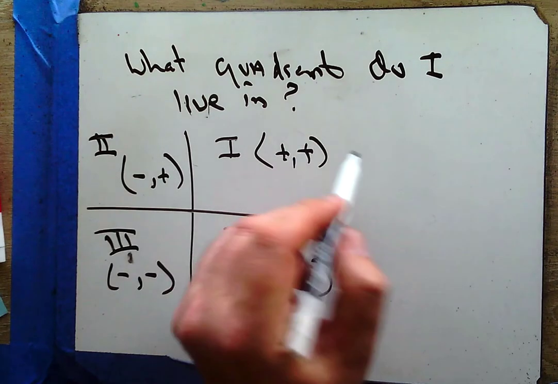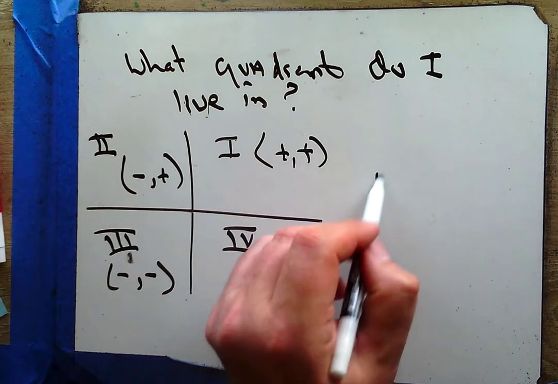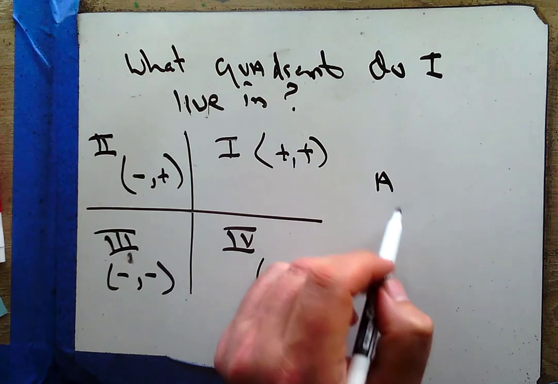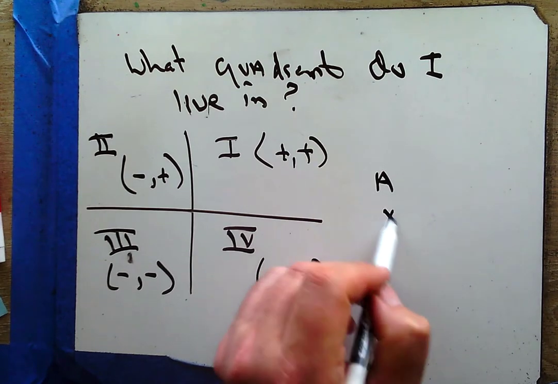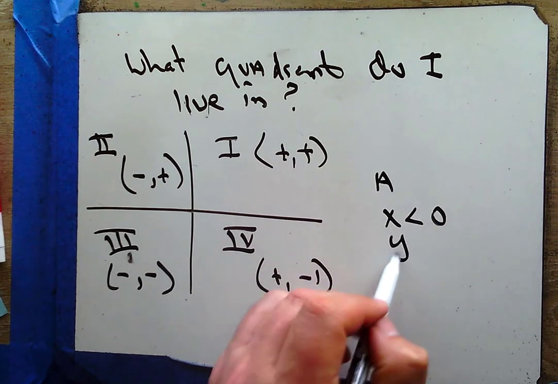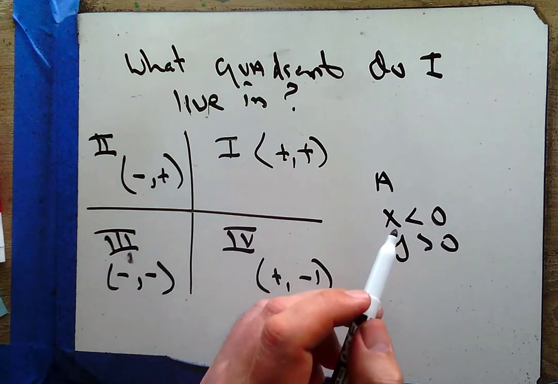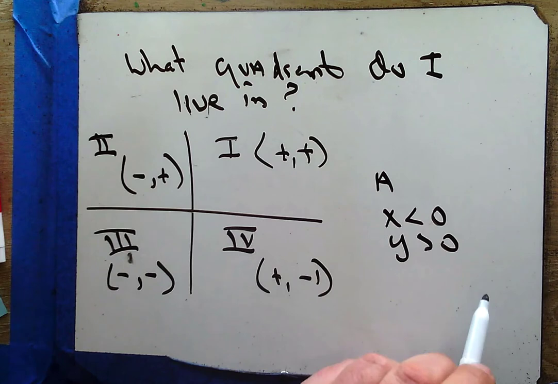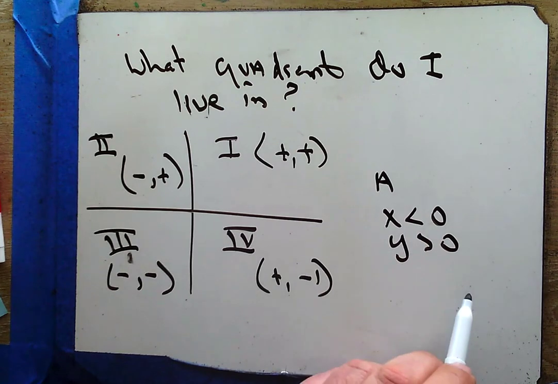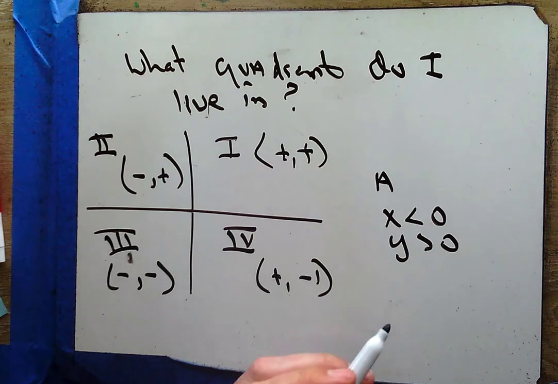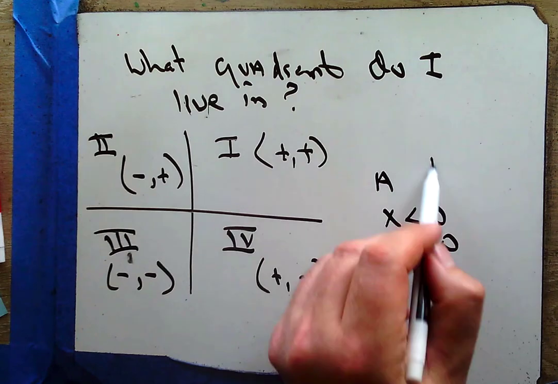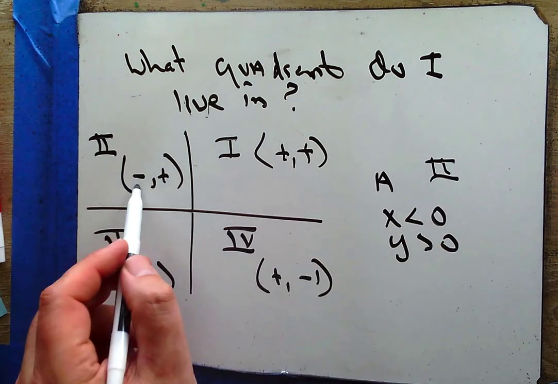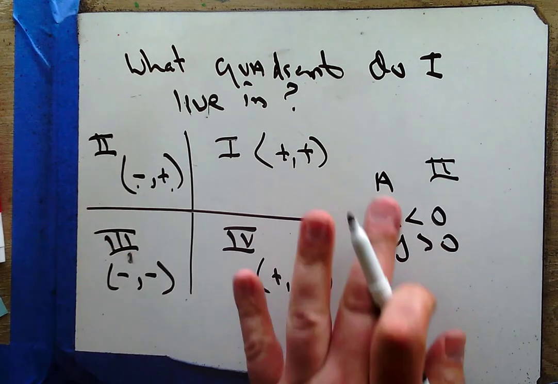So, hi, I'm point A. And point A has x is less than 0 and y is greater than 0. In what quadrant must point A live in? X's are less than 0, y's are greater than 0. 5, 4, 3, 2, 1. Yes, A is in quadrant 2, where the x's are negative and the y's are positive.